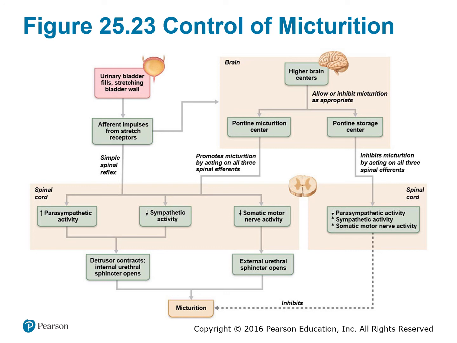micturition as appropriate. So storage inhibits micturition by acting on all 3 spinal efferents or motor. So decrease parasympathetic, increase sympathetic, increase somatomotor or efferent, and then that inhibits urination. Or they're like, yep, nope, we can urinate now. Now is appropriate. And so it goes through this pathway instead.